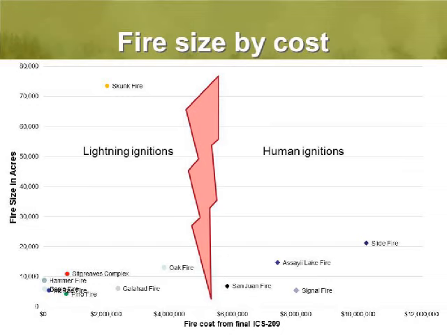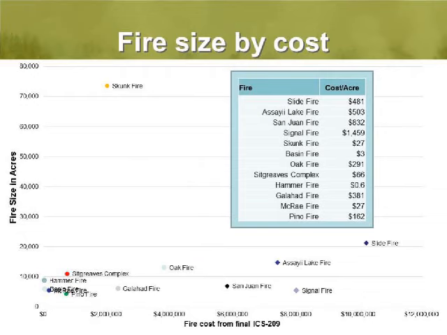Another way to look at this is the cost per acre of these different fires. We see things like the Signal Fire here at nearly $1,500 an acre, versus something like the Skunk Fire or the Basin Fire at $27 or $3 an acre. So very minimal cost. The Hammer Fire is also very low cost, compared to those fires that are human-caused.